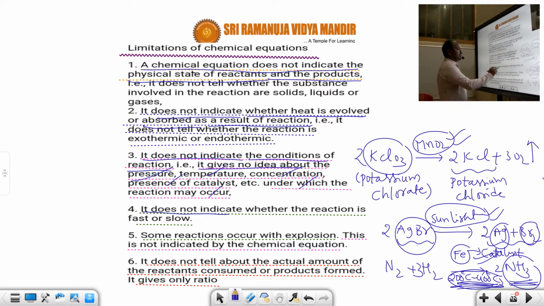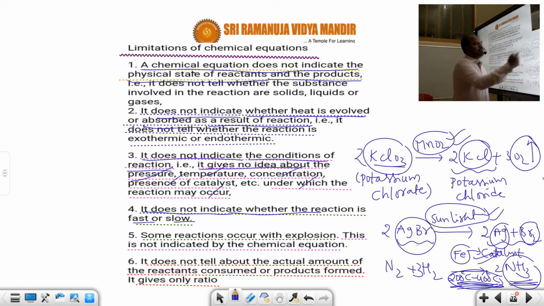It does not tell whether the reaction is a fast reaction or a slow reaction. For example, potassium chlorate is converted into potassium chloride and releases oxygen gas. How much time does it take to form the potassium chloride and oxygen gas? We don't know, because when we see a chemical equation, we have no idea whether it is a fast reaction, a slow reaction, or a moderate reaction.